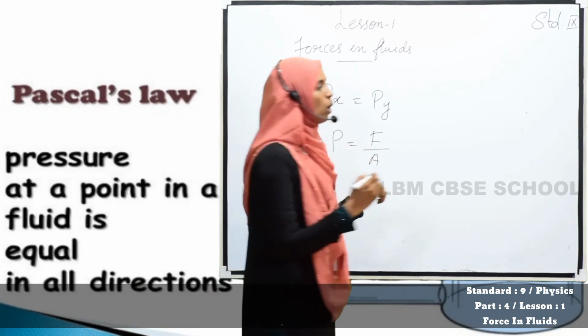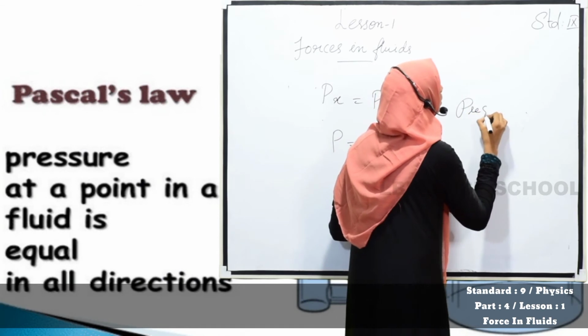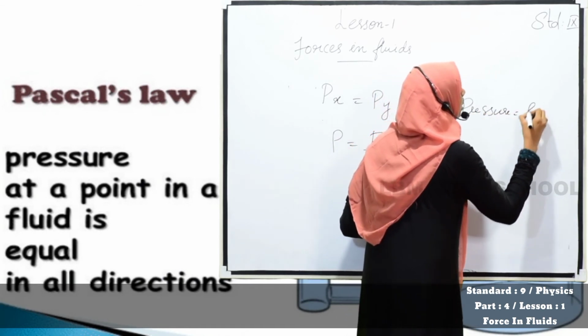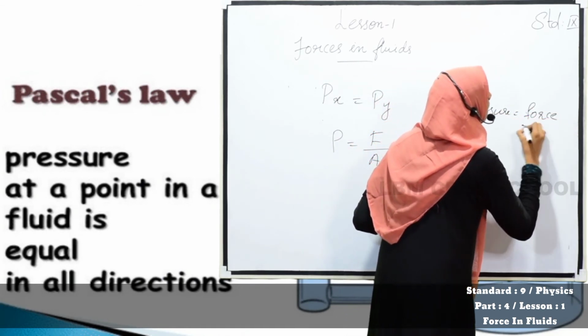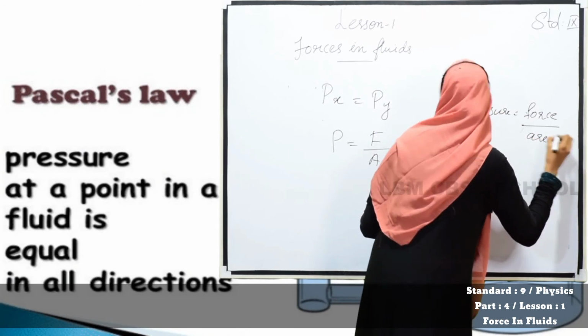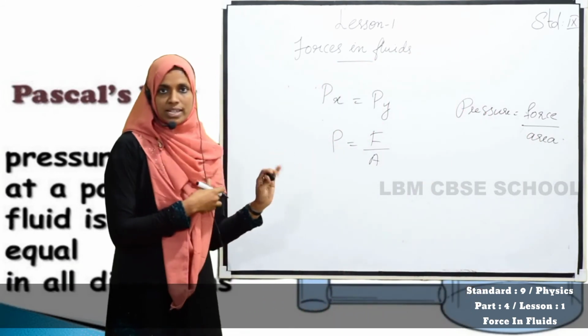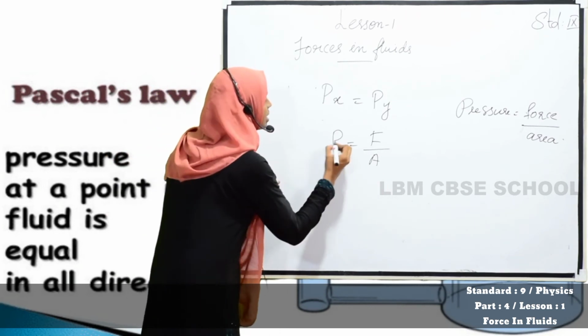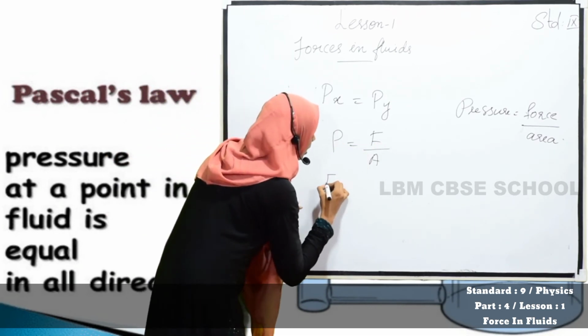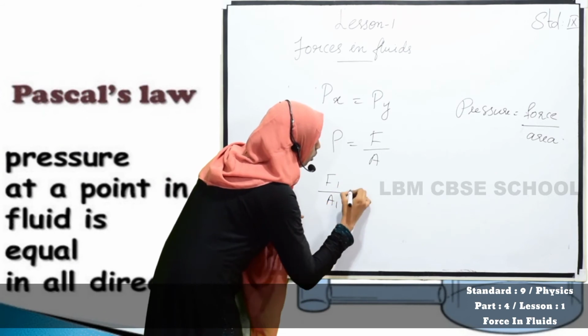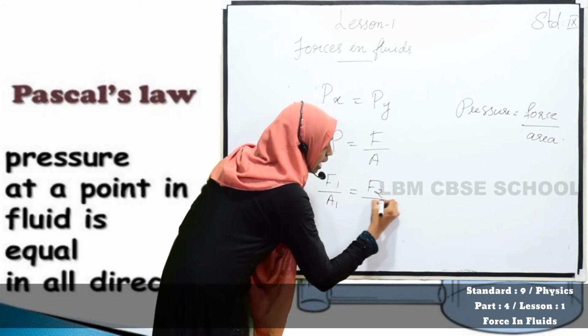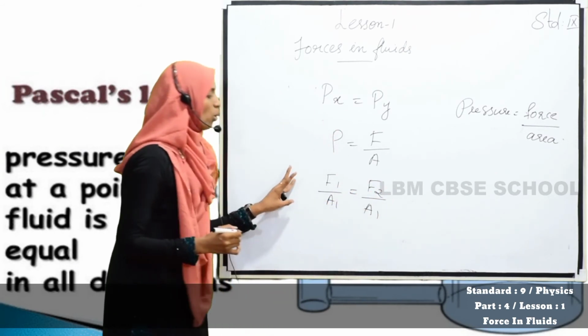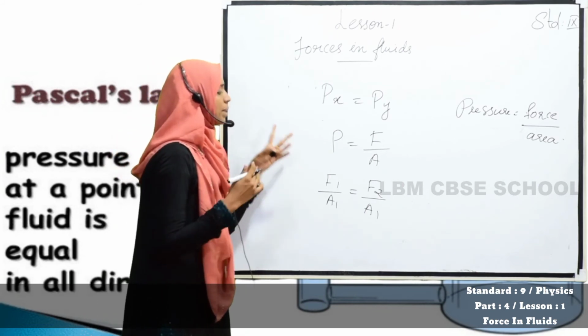Pressure is equal to force by area. So according to this equation, we can convert P is equal to F by A. We can write F1 by A1 is equal to F2 by A2, because according to Pascal's law, the pressure is the same.